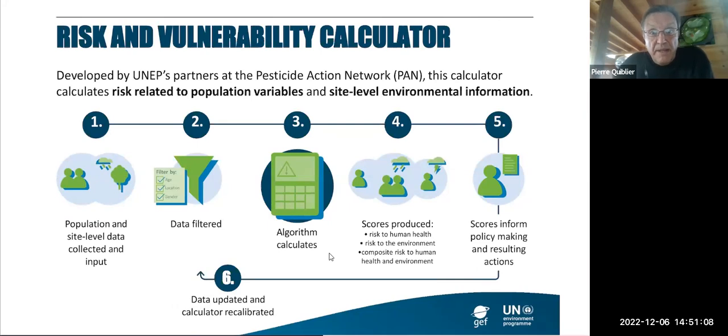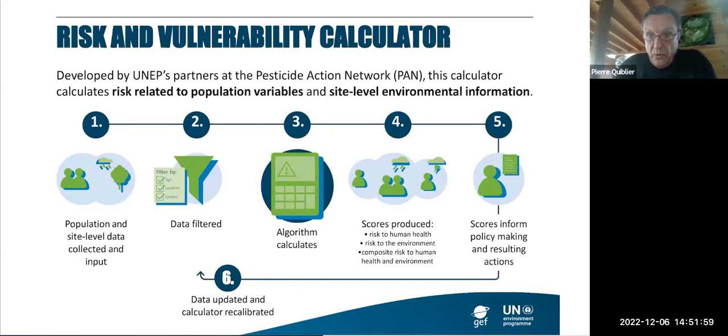With regard to the risk and vulnerability calculator, it has been developed by UNEP's partners, by PAN. This calculator calculates risks related to population's variables and site-level environmental information. It looks at the populations and site-level data collected as the inputs. The data is filtered according to gender, the location, the age. There is the algorithm that calculates these various data to produce an index, a score: risks to the human health, the risks to the environment, and the composite risks to human health and the environment.